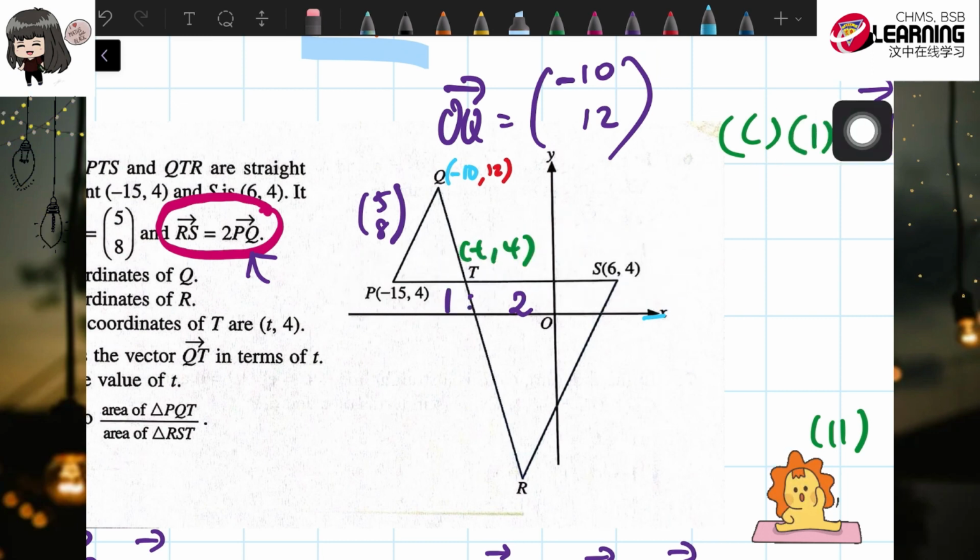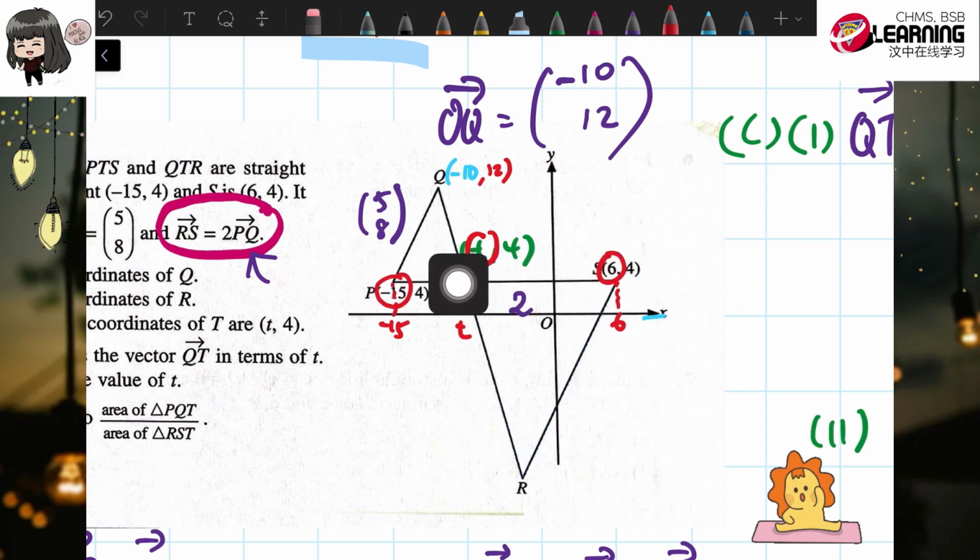That's why, on the horizontal line, the y is the same for all these 3. 4, 4, 4. I want you to focus only on the x. Negative 15, t, and 6. Means that here is negative 15. Here we don't know, it is t. Here is 6. The ratio of this to this is 1 to 2.